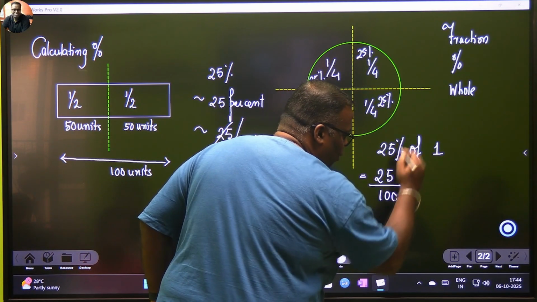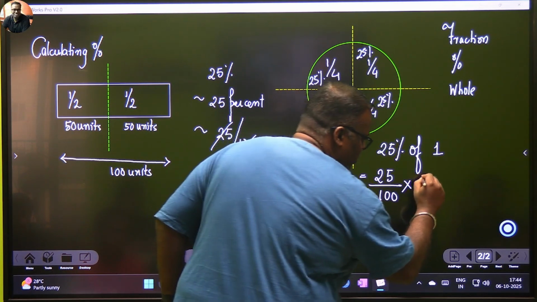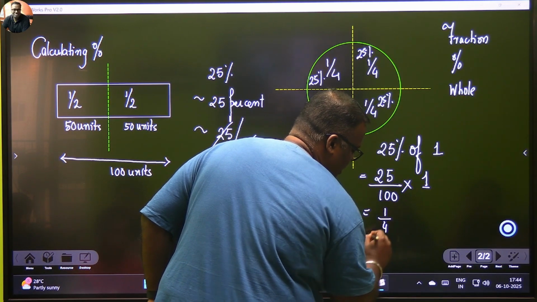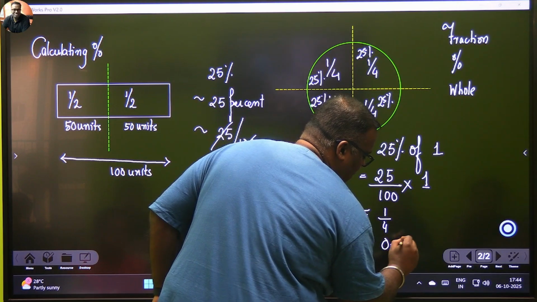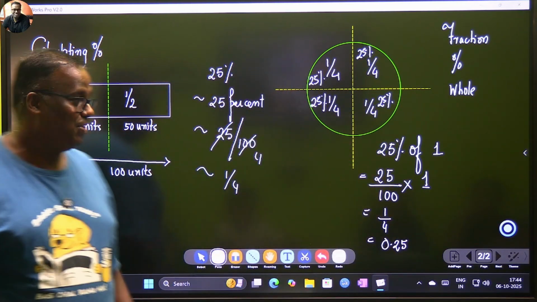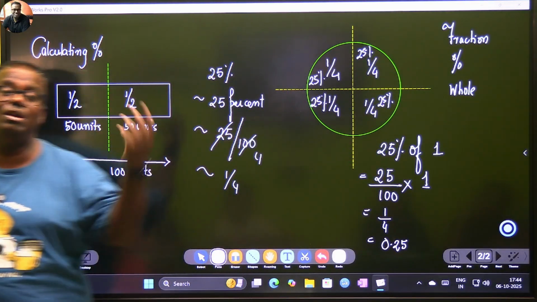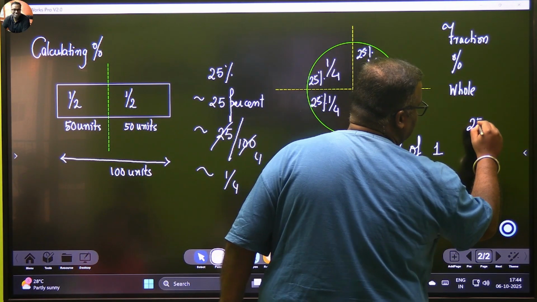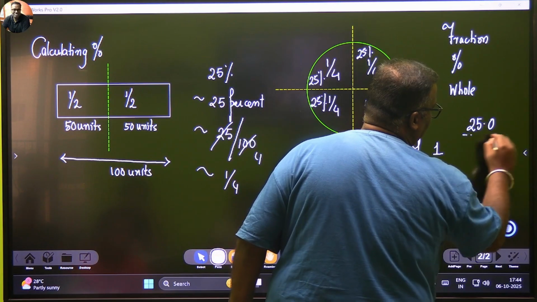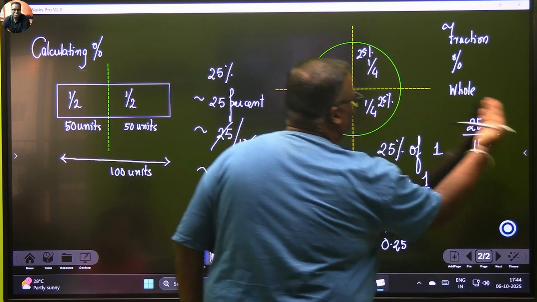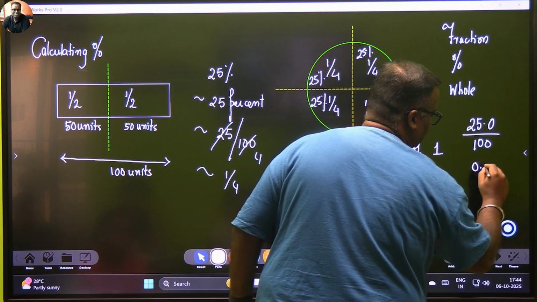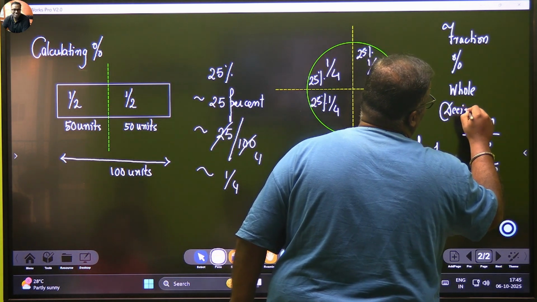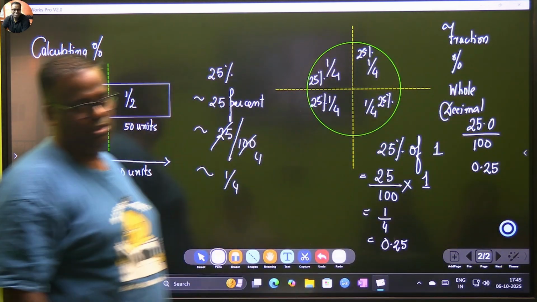25% of means multiply 1. Even there, 1 by 4. Or in decimal, it will be 0.25. 25%, 25 by 100. Whenever you divide by 100, decimal shift, tick, tick, tick. 25 is same as 25.0 divided by 100, decimal takka takka. So you also understood the concept a little bit about decimal. Have you understood or not?